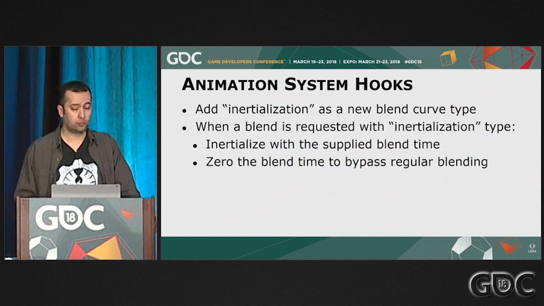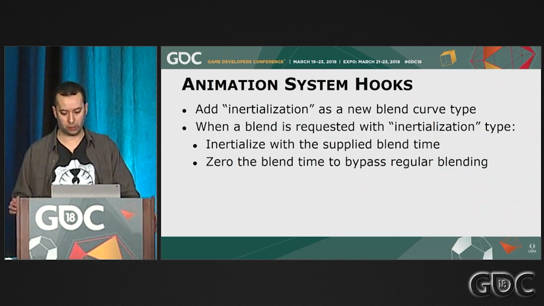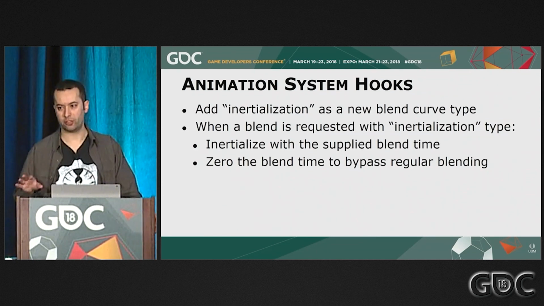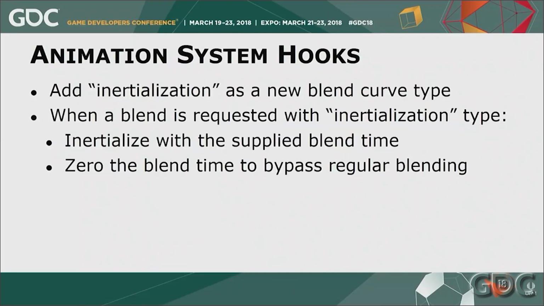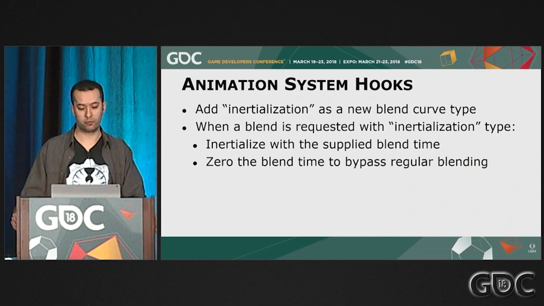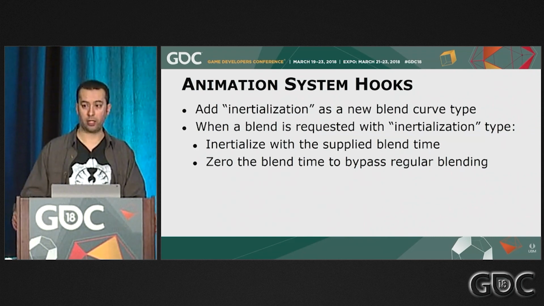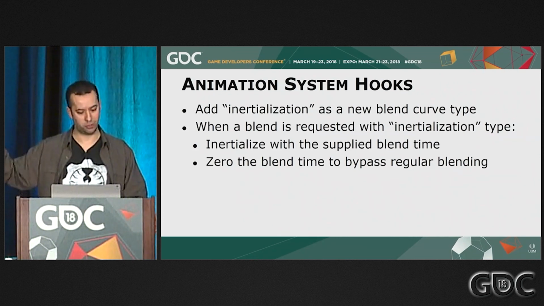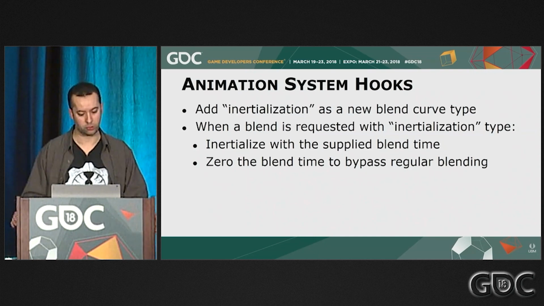As for the actual hooks for requesting or triggering an inertialization, with Unreal it's pretty simple. Unreal has this notion for its regular blends and all of the nodes that do any kind of blending in their animation system. They tend to expose this blend curve type, so whether you're doing an ease in, ease out, or some linear blend or whatever. We just made up a new blend curve type, which we call inertialization. And then when a blend is requested with this curve type, we request the actual inertialization to the node that's later in the system. So we pipe that message through.